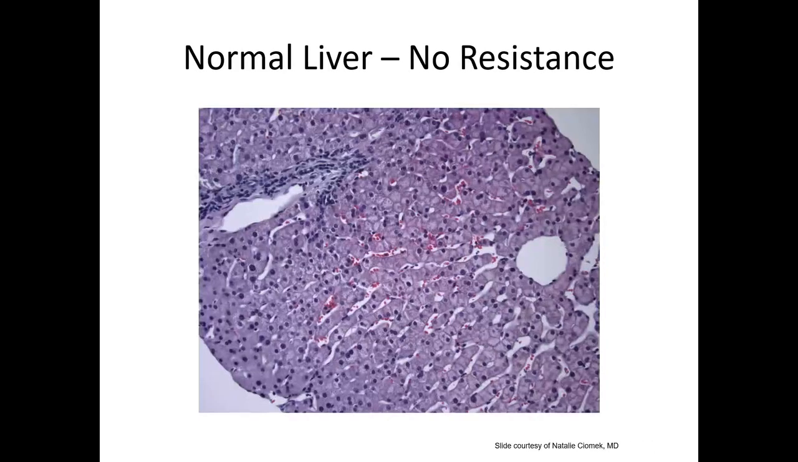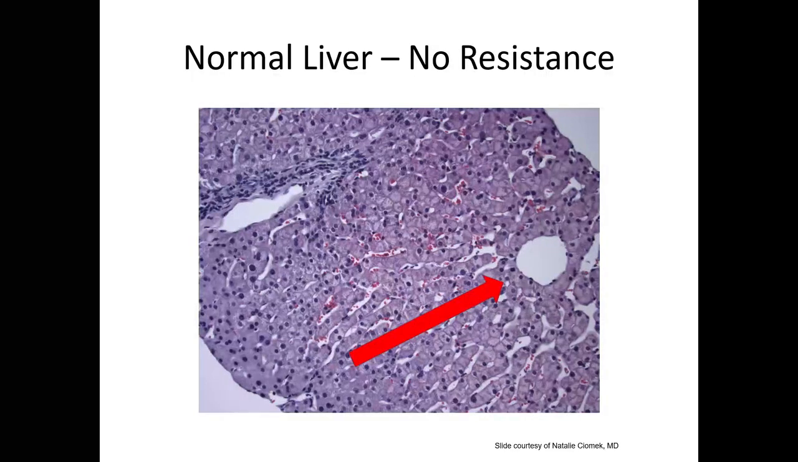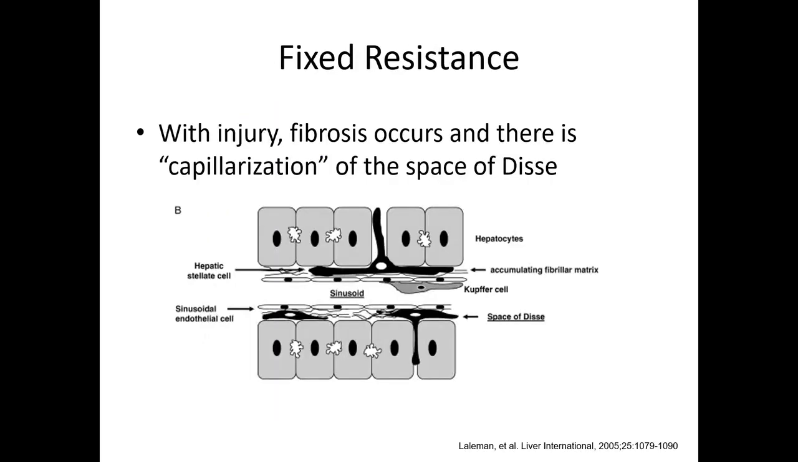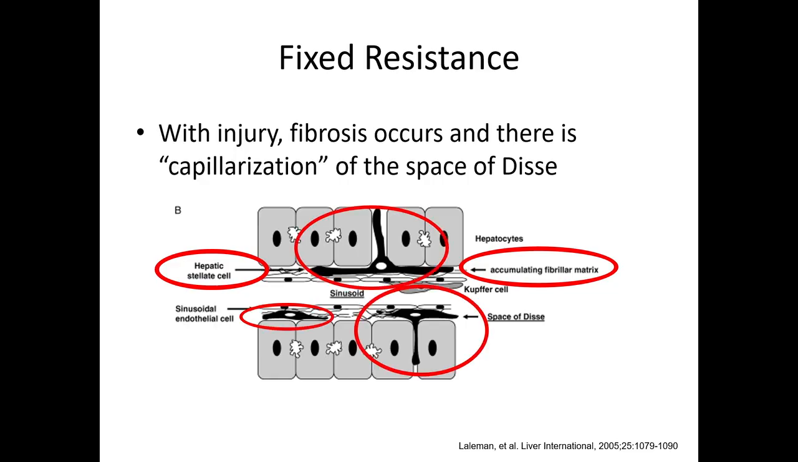Here is a histologic representation of a normal liver, and again, you can see there's no resistance for the blood cells to flow within the sinusoids. However, with injury, fibrosis occurs, and there is, quote, capillarization of the space of Disse and narrowing of this space due to stellate cells which lay down fibrous matrix. These cells narrow the sinusoids to narrow the passage of blood and therefore increase resistance of blood flow.